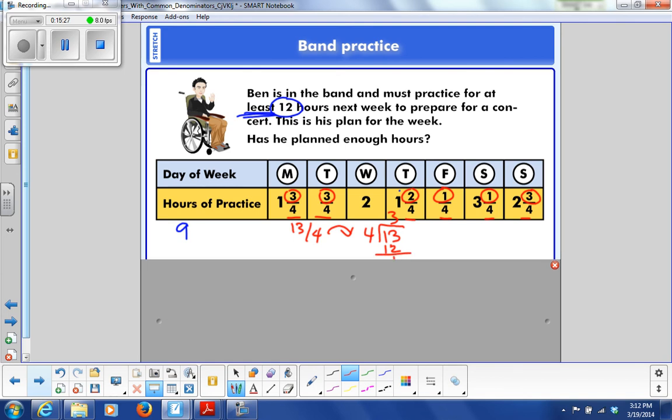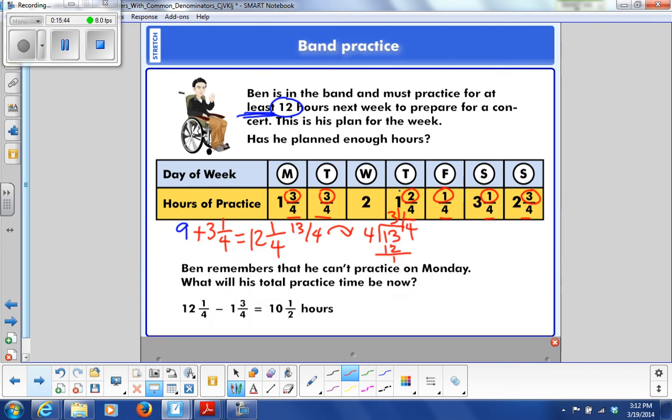13 minus 12 is 1. So I have 3 and 1/4. So now I can take 9 plus 3 and 1/4. 9 plus 3 is 12. So do I have at least 12 hours planned on here? Yes, I do.